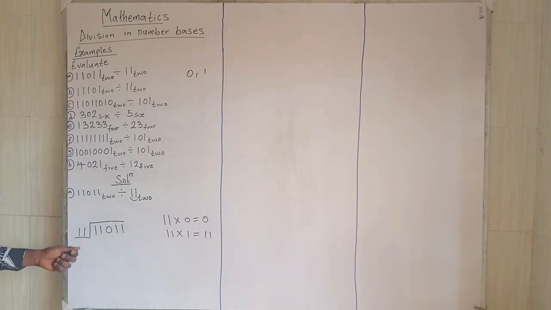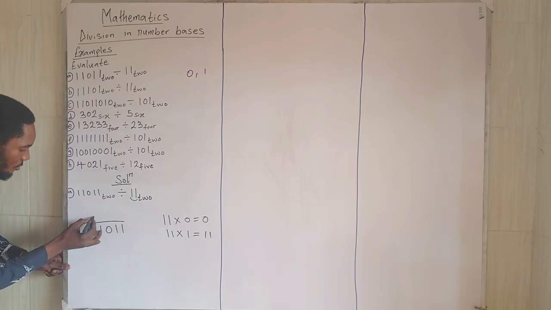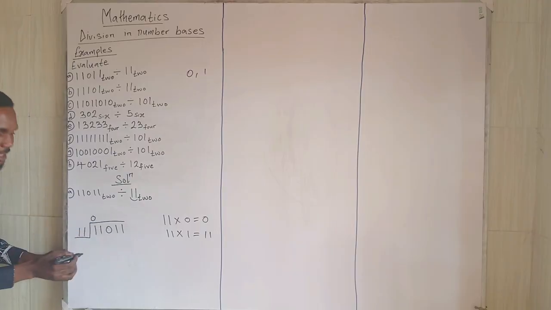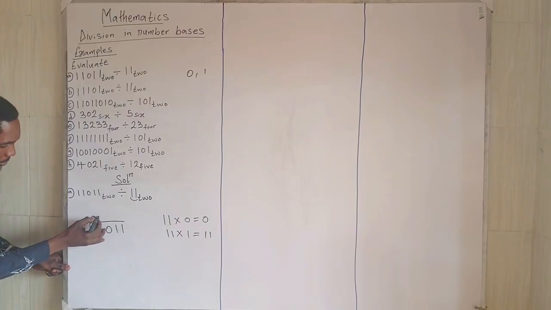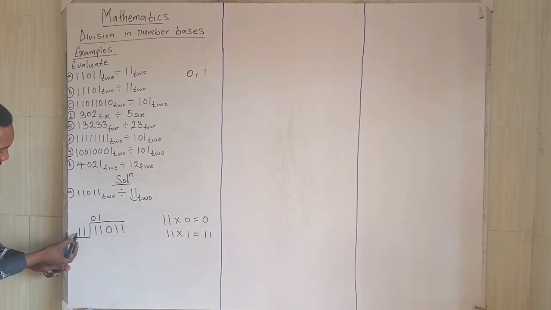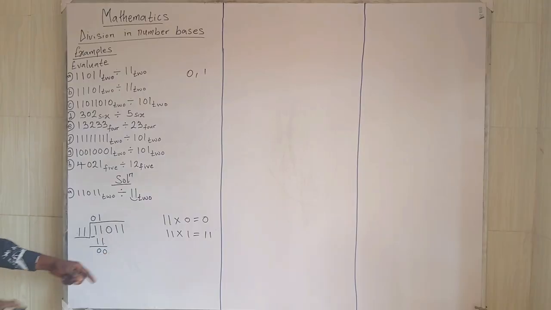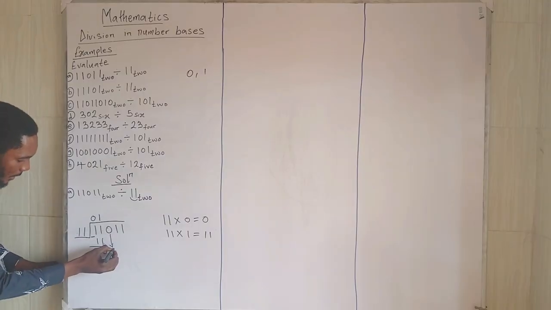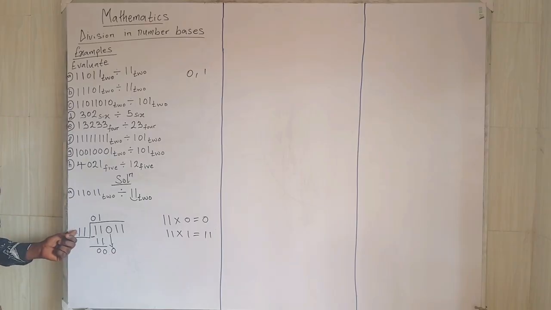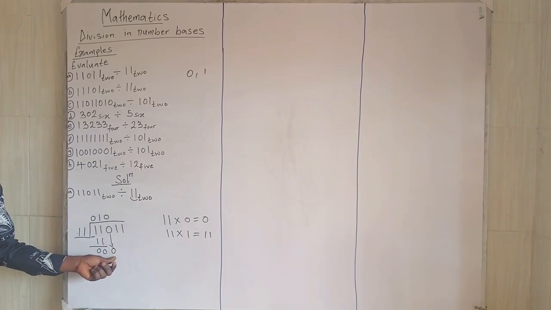Now we continue. The first digit, 1 divided by 11, that is not possible. So we have this to be 0. We will now take the first and the second digits together. 11 divided by 11, that is 1. What we are going to do next is 11 multiplied by 1, that is 11, and then subtract. 1 minus 1, 0. 1 minus 1, 0. We bring down the next digit, which is 0. 0 divided by 11, that is 0. 11 multiplied by 0, it will give us 0.